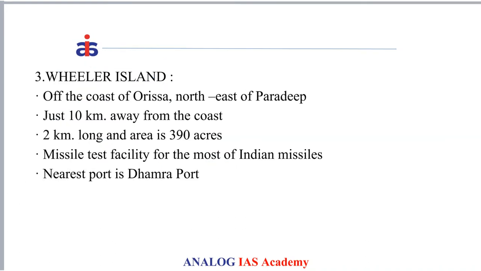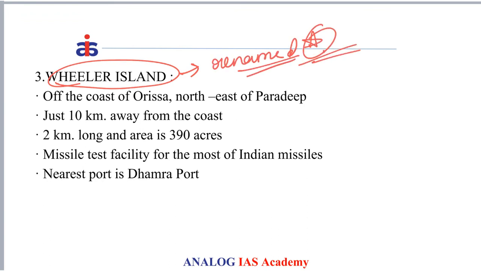The third island that we are talking about is the Wheeler Island, also called the Dr. APJ Abdul Kalam Island, because it was recently renamed. So this is an important point that you have to remember. This is in Orissa, just 10 kilometers away from the coast, and it has an area of nearly 390 acres. This area is not important, but you have to know that this island is in Orissa, and the most important set of points are these 2 points.